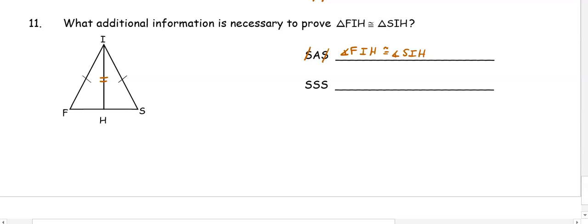In our last question, side, side, side, we have two sets of sides. So we need the third set of sides to be congruent. So FH would have to be congruent to SH.